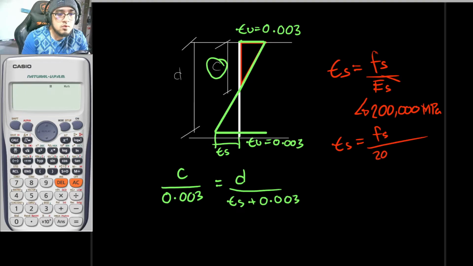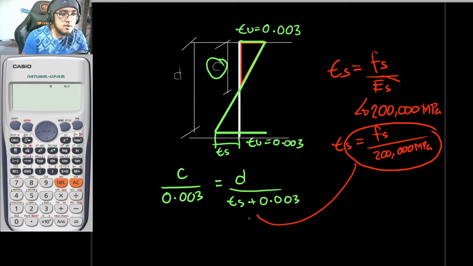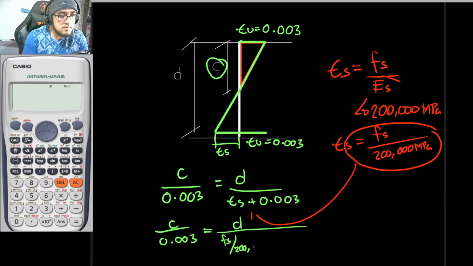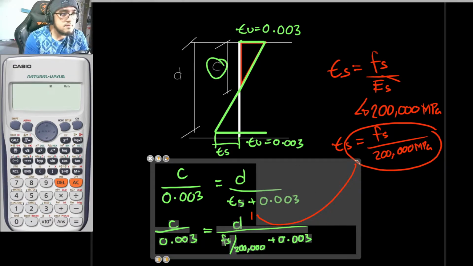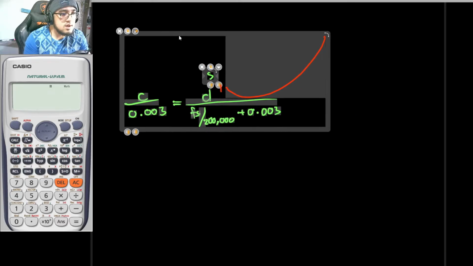So there. With such, we can say that your strain S is now to be equal to Fs divided by 200,000 megapascals. So if we would be substituting this to this value of strain S, this is now to be equal to C divided by 0.003 is now to be equal to D divided by Fs divided by 200,000 plus 0.003. So take note of this equation, guys. So this is now to be our equation.